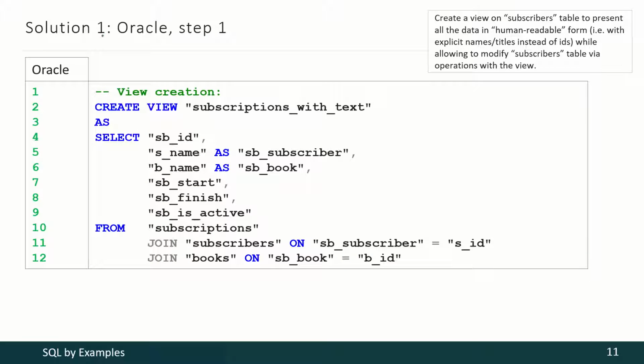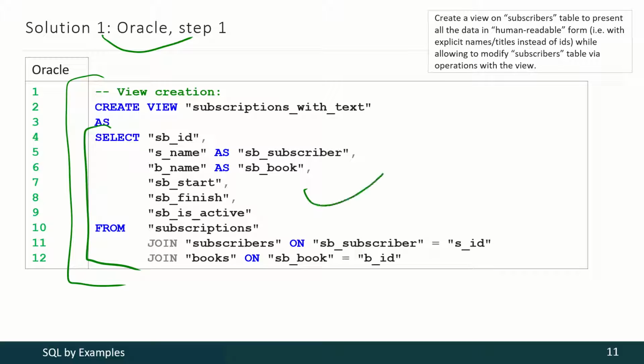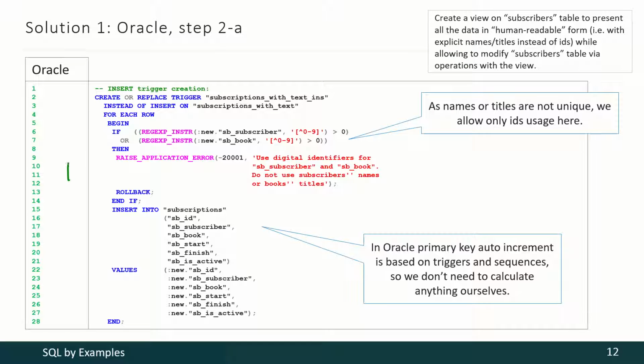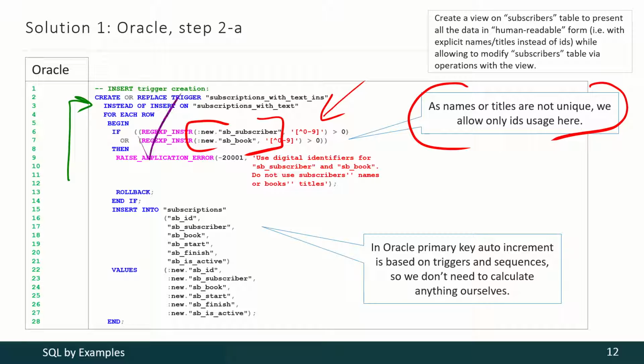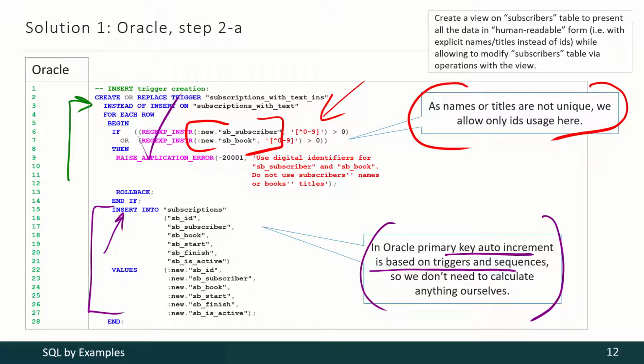As you may easily guess, we follow the same approach for Oracle. First, we have to create this view, and this view is based on such a query, and that query produces the data. Then we have to create the instead of insert trigger. For the same reason as with Microsoft SQL Server, we cannot allow anything except digits in these two fields. But once everything is okay with this condition, then we only have to perform the insert operation itself. And as Oracle uses another approach to auto-incremented key values generation, we do not have to calculate anything manually here.